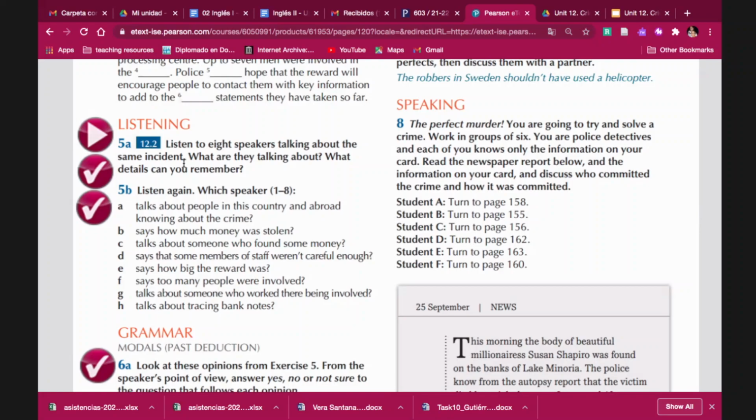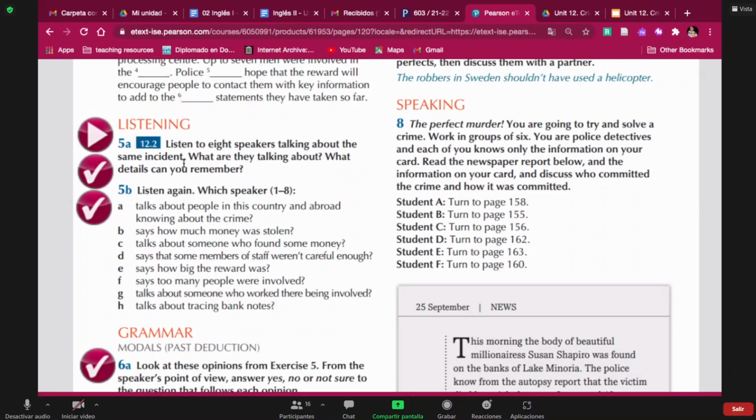Yes, teacher. It talks about people in this country and abroad knowing about the crime. It was said by speaker number 1. Okay, good. Thank you. Because they said that the robbers took so much money that everyone in the country and in Europe heard about it. Okay, so they knew about it. Okay, good. Thank you.